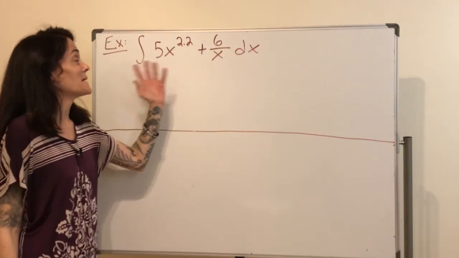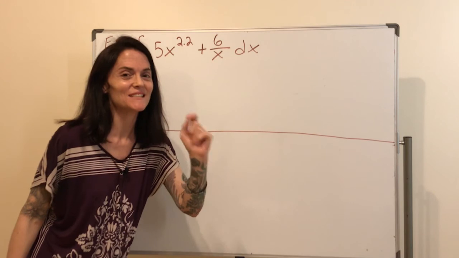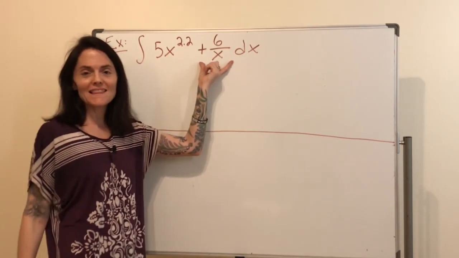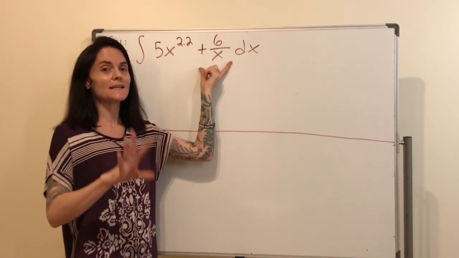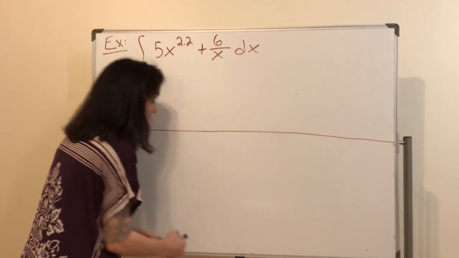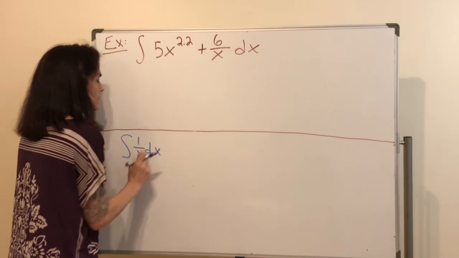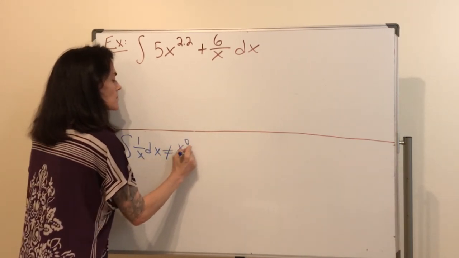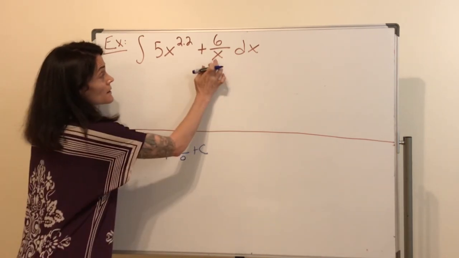Here is my next example, but I will caution you that you have to be careful, because while you might think you can rewrite this as a power, and you certainly can, it's 6x to the minus 1. Remember, the power rule does not work for x to the minus 1. This is definitely not x to the 0 over 0 plus c. The power rule fails on this term.